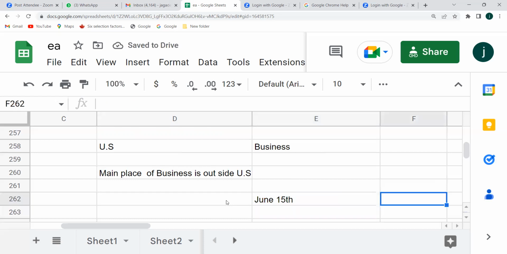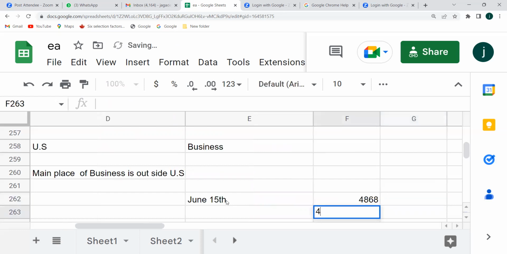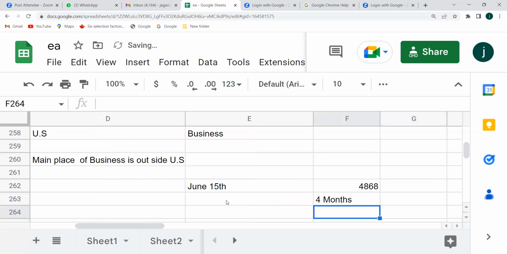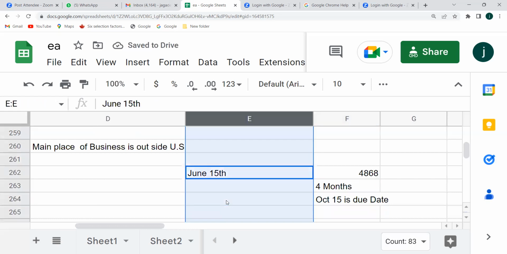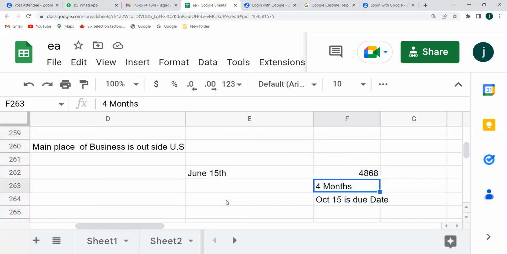If you want any further extension time, the IRS will give you one through Form 4868. In this case, the extension period will be only 4 months, because the IRS has already given 2 months. So October 15th is the due date for extension. Clear this point? 15th June is an automatic extension. If you want any extension further, you need to file 4868, and 4 months will be given from the due date of 15th June. So October 15th is your due date.